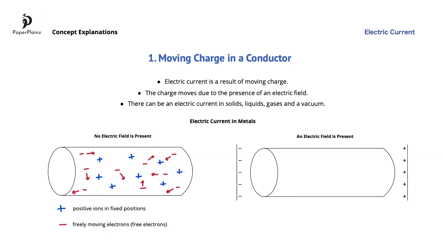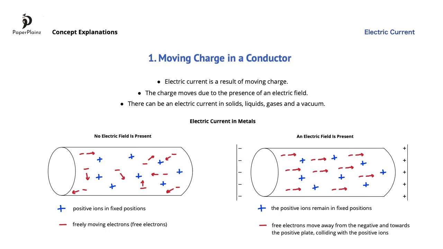When the wire is placed in an electric field, the positive ions remain in their fixed positions, while the free electrons start moving away from the negative towards the positive plate, since these electrons are negatively charged. During the process, the electrons collide with the positive ions. These collisions lead to a phenomenon called resistance, which we'll learn about in subtopic 5.2. This movement of charge is what we call an electric current.